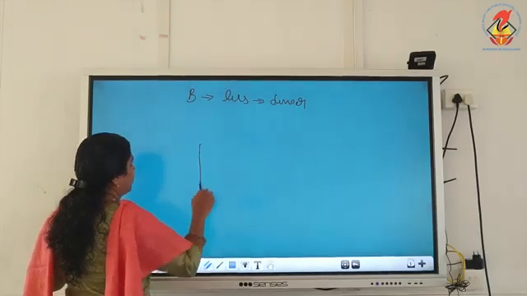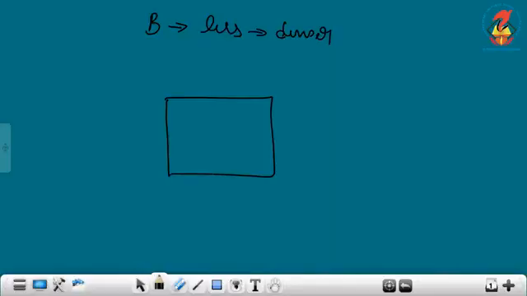Now, I will consider light going from air to glass. This one is air, this is glass. Air is the rarer medium, and glass is a denser medium.